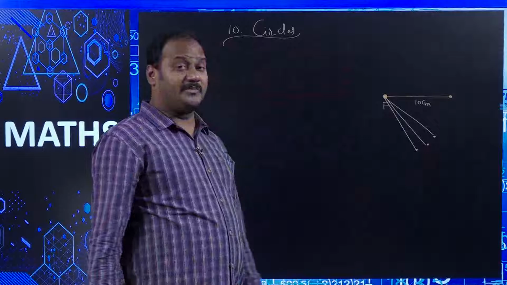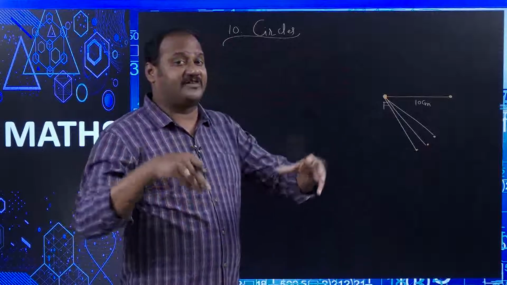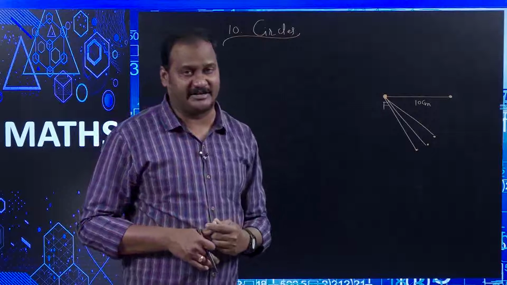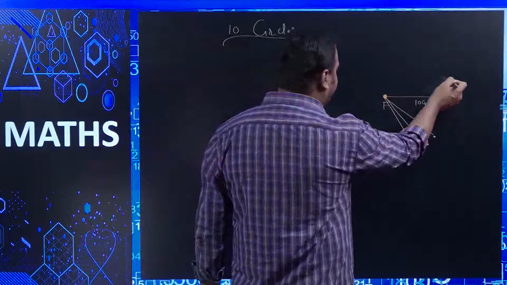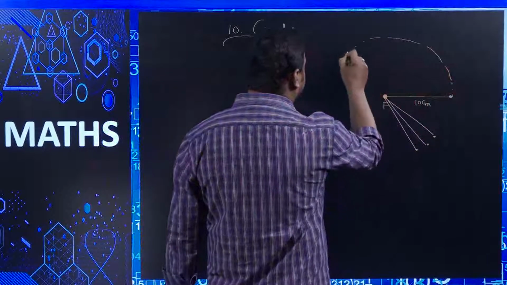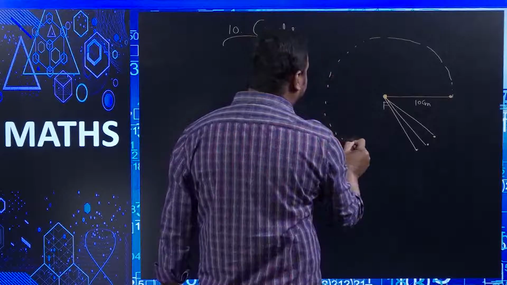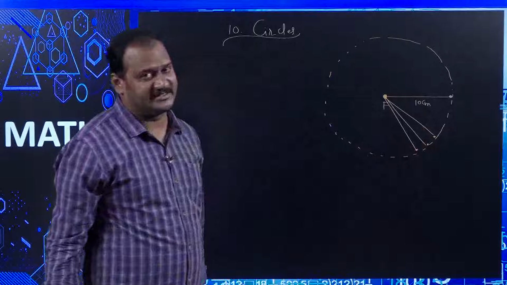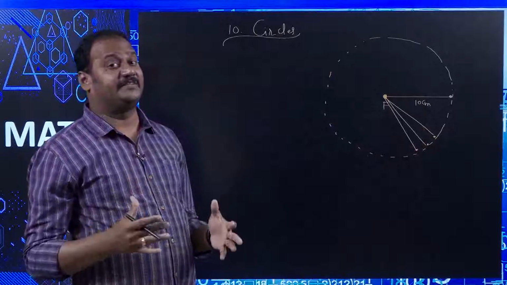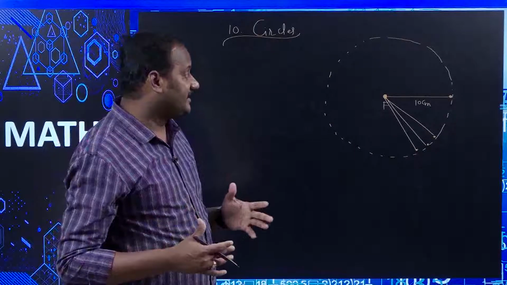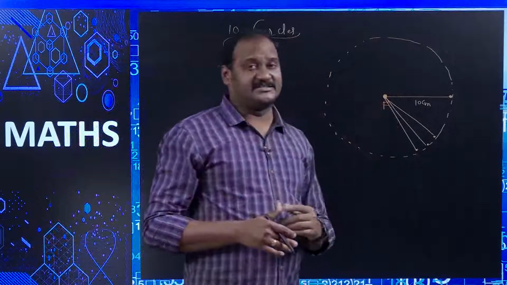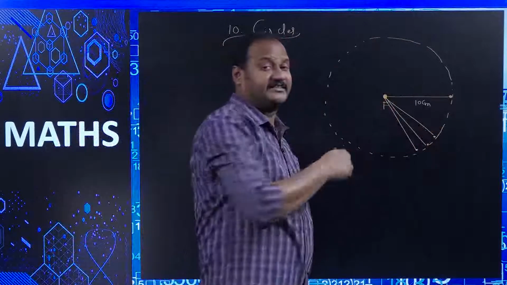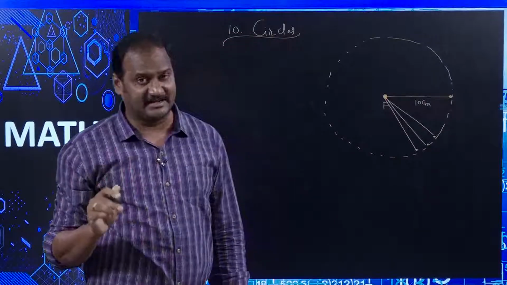Like that, how many points can I find which are at exactly 10 centimeters distance from the fixed point? See, all these points are at 10 centimeters from the fixed point, right. How many points are there? Obviously there are infinitely many points which are at 10 centimeters distance from the given fixed point. So all these points together constitute a circle.